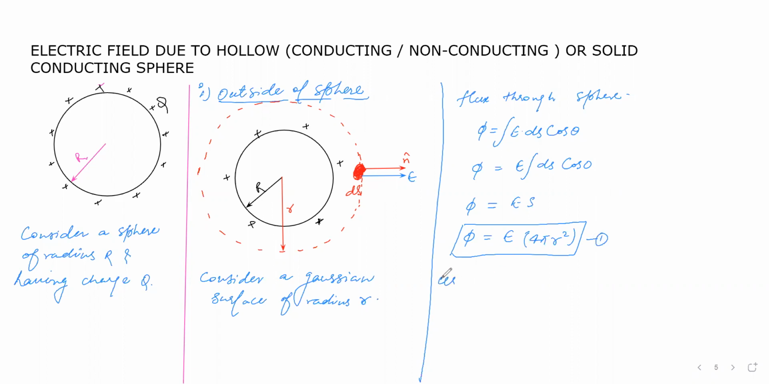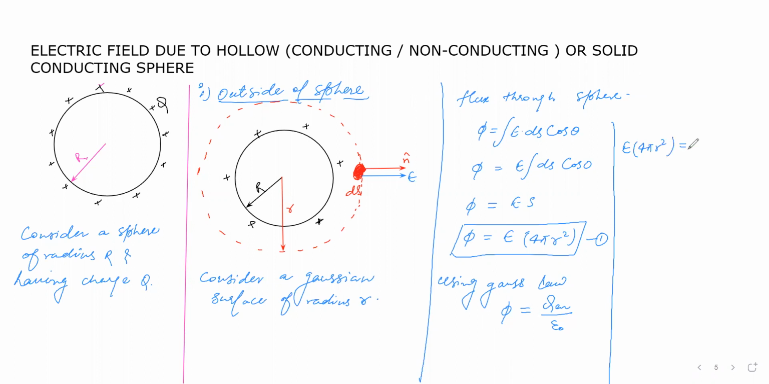Now, using Gauss law, we have phi is equal to Q enclosed over epsilon naught. What is the value of phi here? The value of phi is E into 4 pi r square.